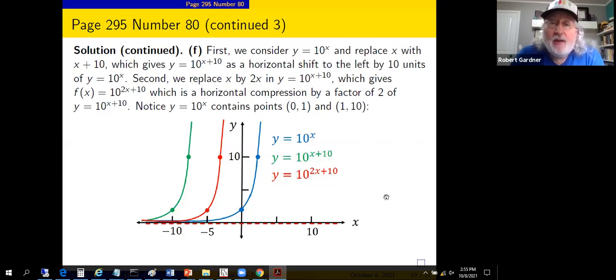terminology. And as best as we can do, the curve in red is a reasonable drawing of the function f inverse of x equals 10 to the 2x plus 10 power.